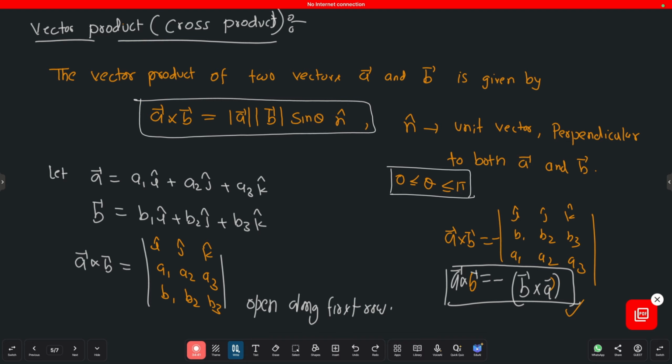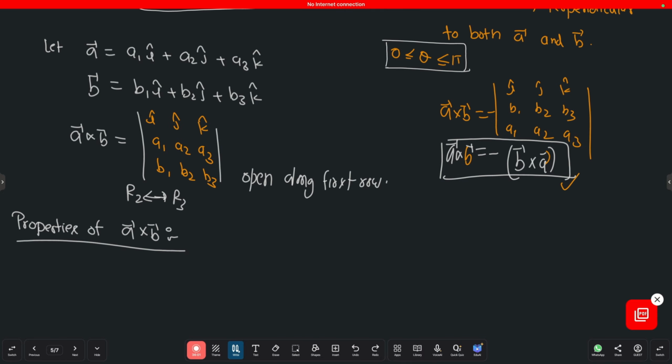here. Interchange. Okay? I will do R2, R3, R2, R3. This means interchanging, swapping. A cross B equals minus B cross A. Noted? Properties of A cross B. First property is that A cross B is the same as minus B cross A. First property from here, A cross B equals minus B cross A.